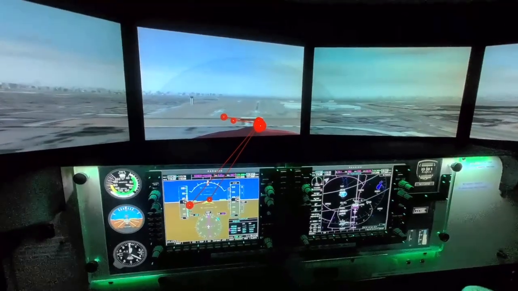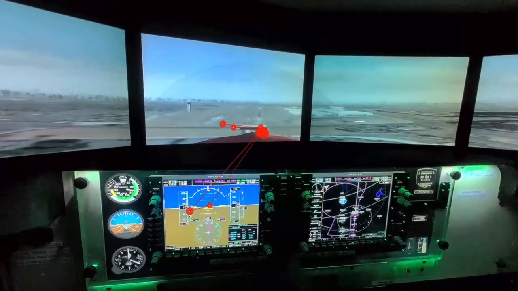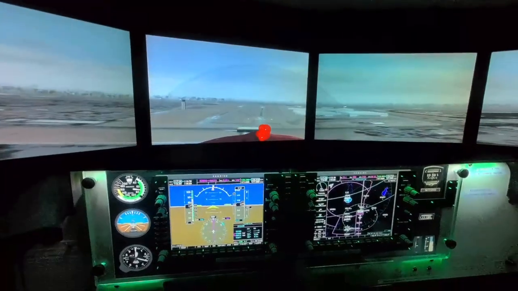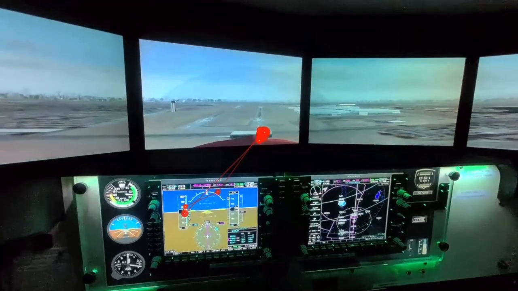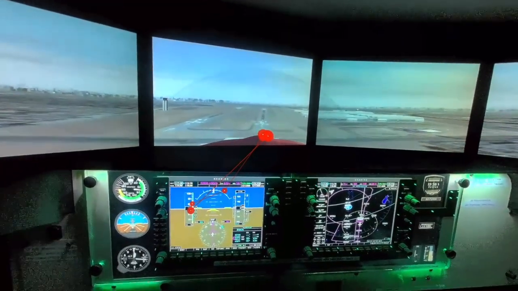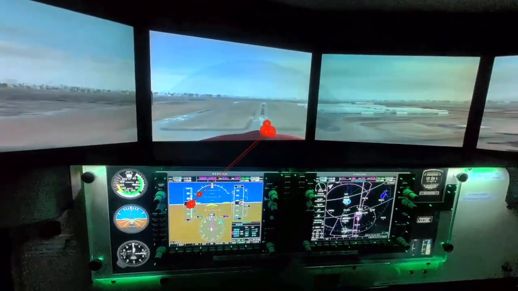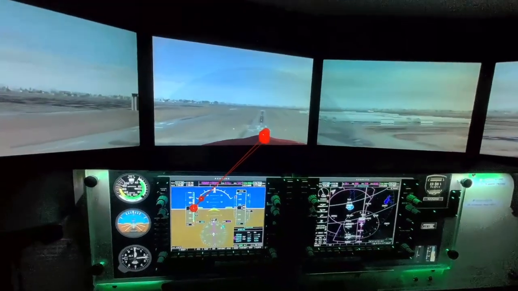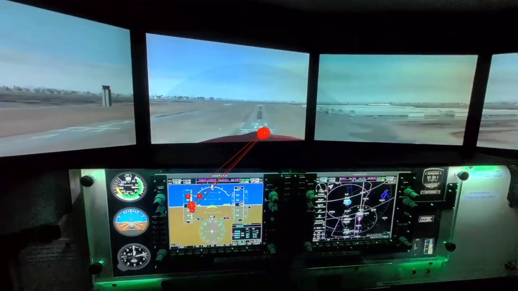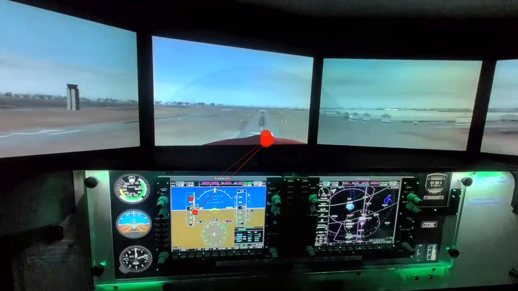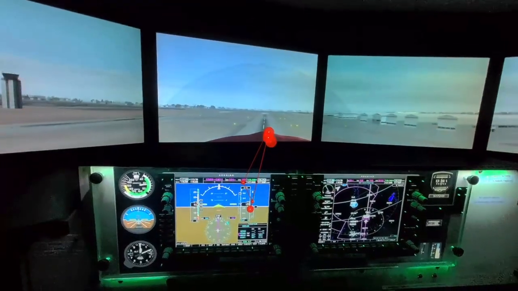The pilot finally glances at the airspeed on short final. Focused mainly on the runway with another check on the airspeed. Continuing to alternate between the runway and the airspeed indicator.